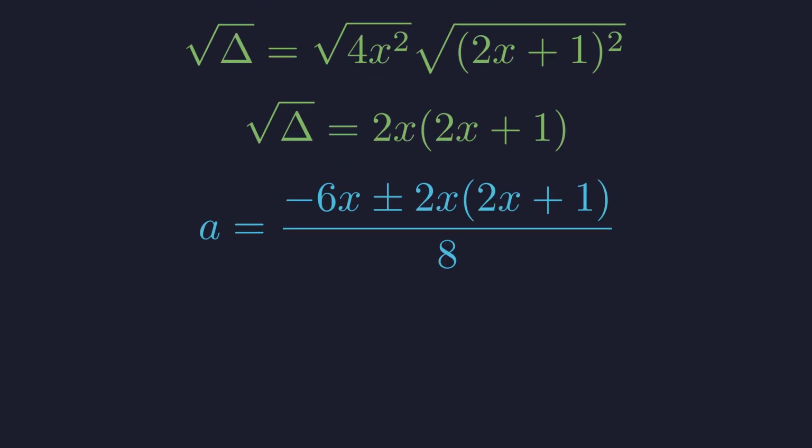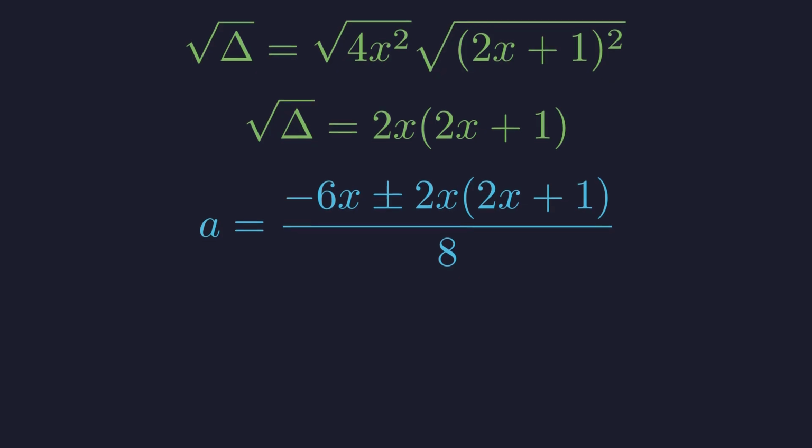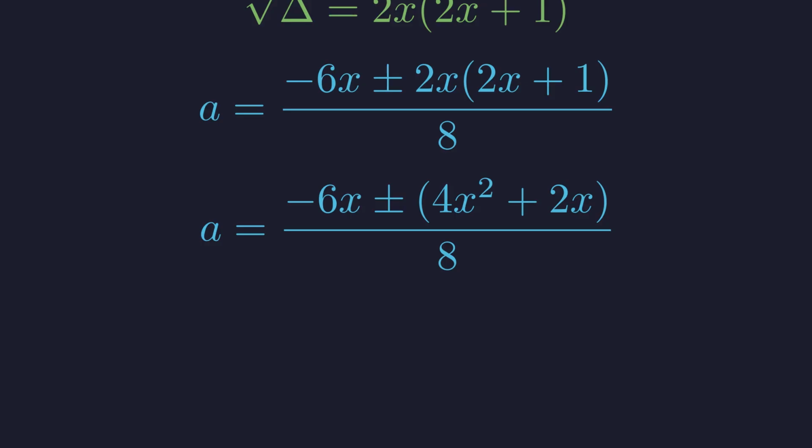Now let's plug this back into our formula for a. We can also simplify 2x times 2x plus 1 to 4x squared plus 2x. This gives us two possible relationships between a and x, one for the plus sign and one for the minus sign.